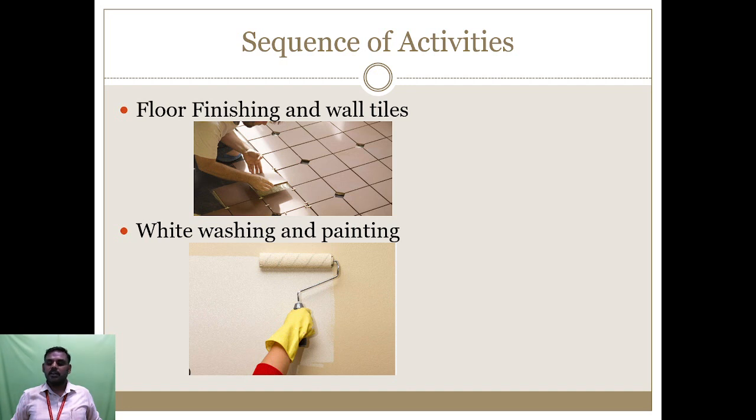Okay, if wood materials are used for doors and windows, we have to provide enamel painting, which will protect the wood materials from contact with moisture and water on the wood surfaces. Okay, these are the sequences of activities we do while constructing buildings.